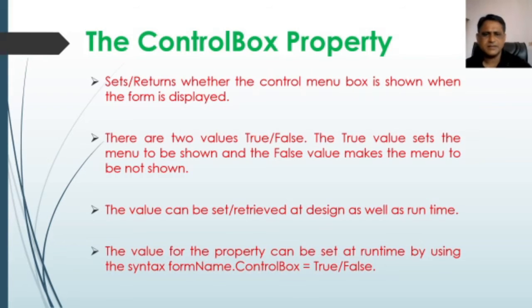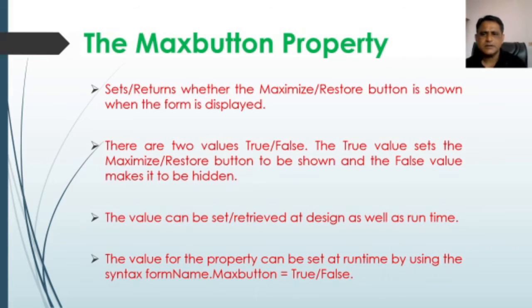Any value can be set. So then the max button property. This max button property sets or returns whether the maximize or restore button is available for the form when it is displayed or run. There are two values for max button, true or false.